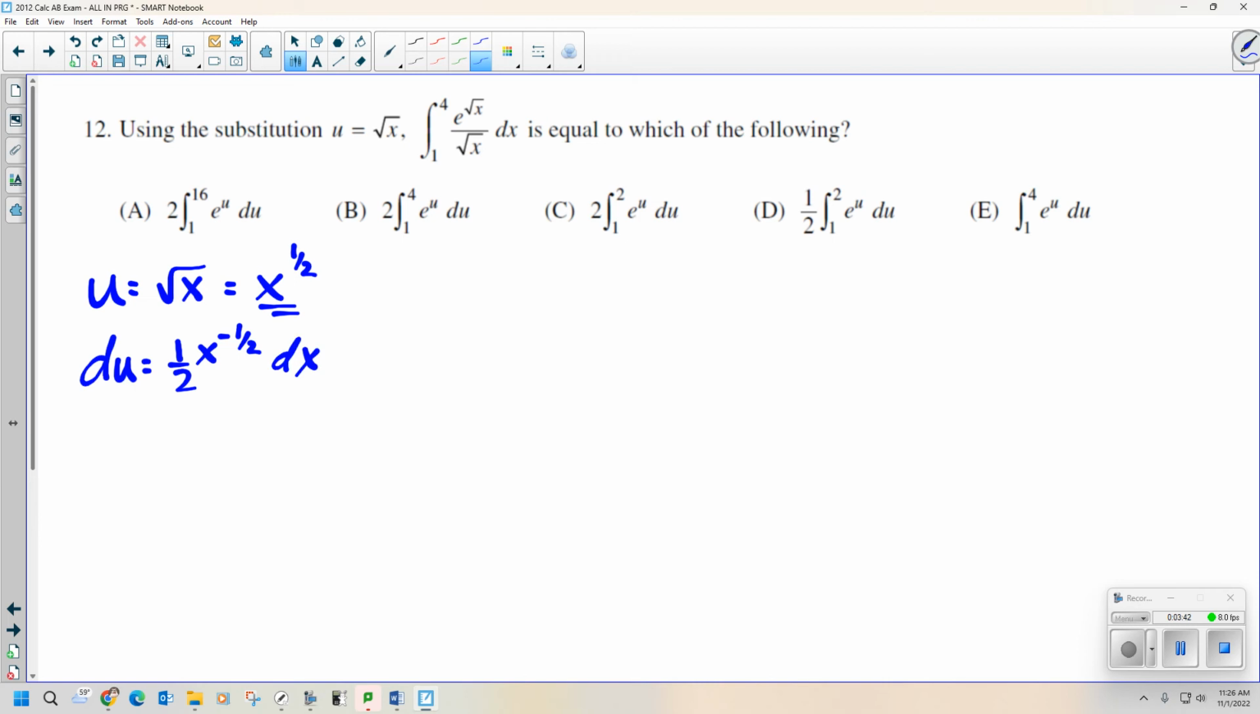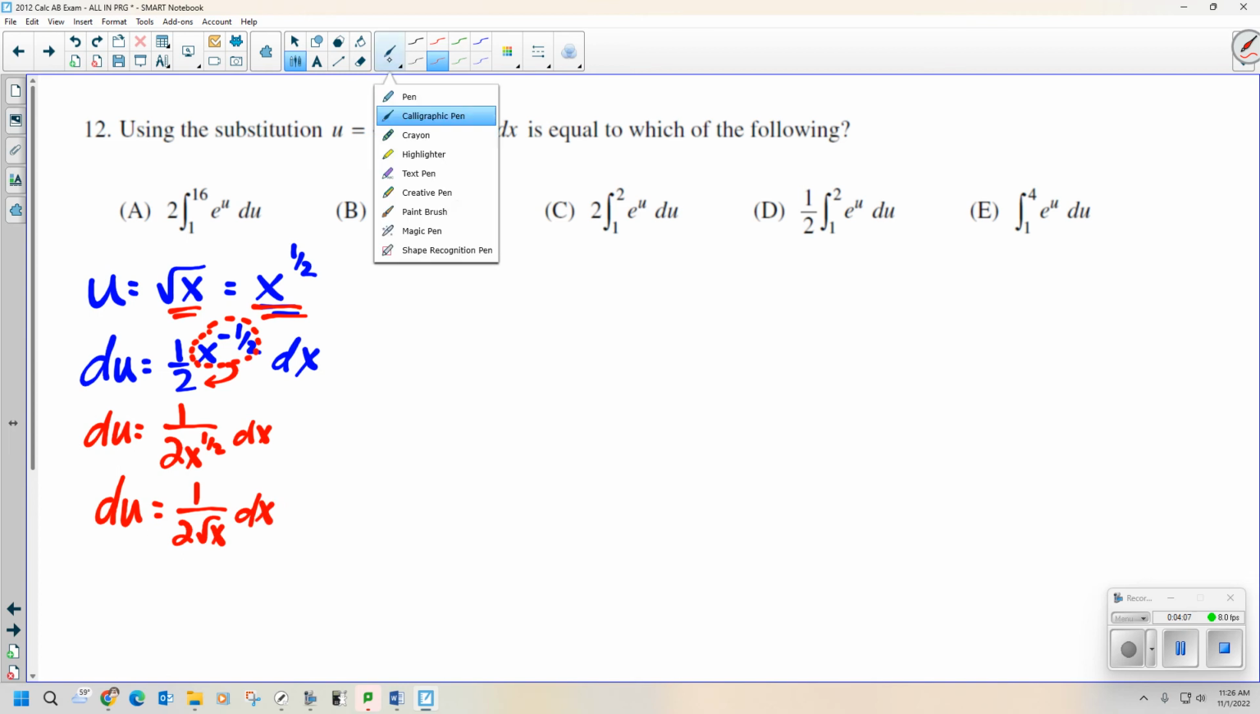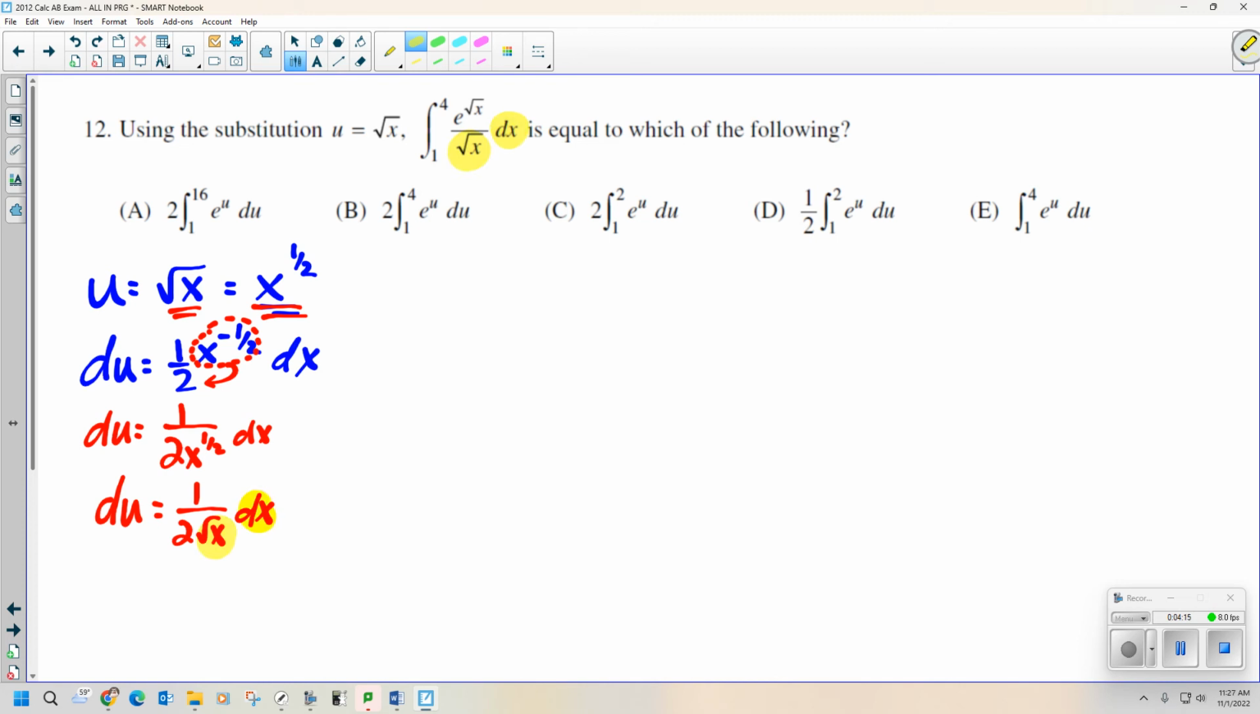Now let's simplify that a little bit. Let's take our negative exponent and flip it, put it in the bottom. So we've got 1 over 2x to the 1/2 dx. And again, anything to the power 1/2 is considered square root. So I'm going to say du equals 1 over 2 square root of x dx. If I look in my problem here, I have a square root of x in the denominator. That's what I want. I have a dx out here. That's cool. But I've got to get rid of that 2.